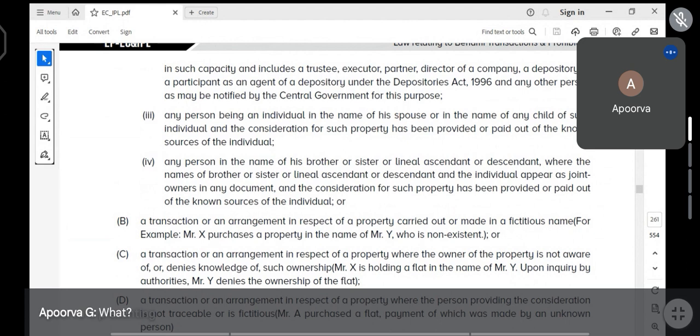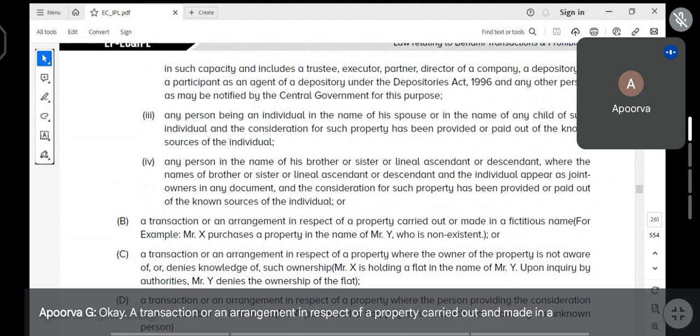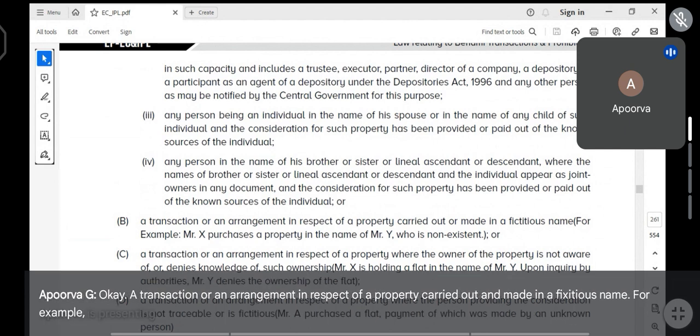An arrangement in respect of a property carried out and made in a fictitious name. For example, Mr. A purchases a property in the name of Mr. B, who is non-existent. So that's what I explained.